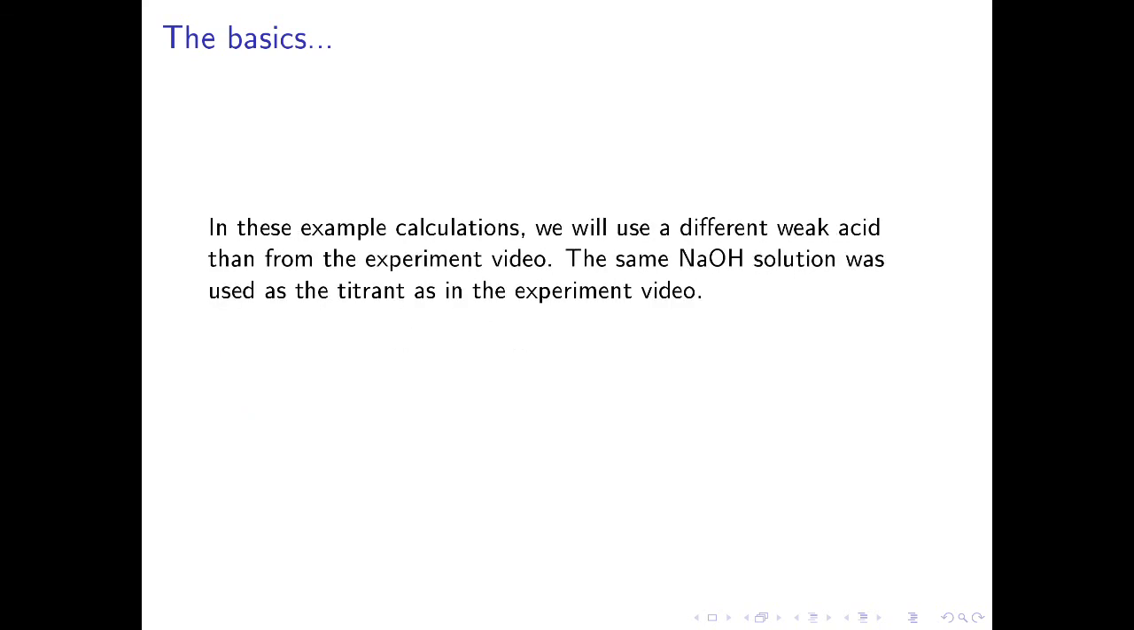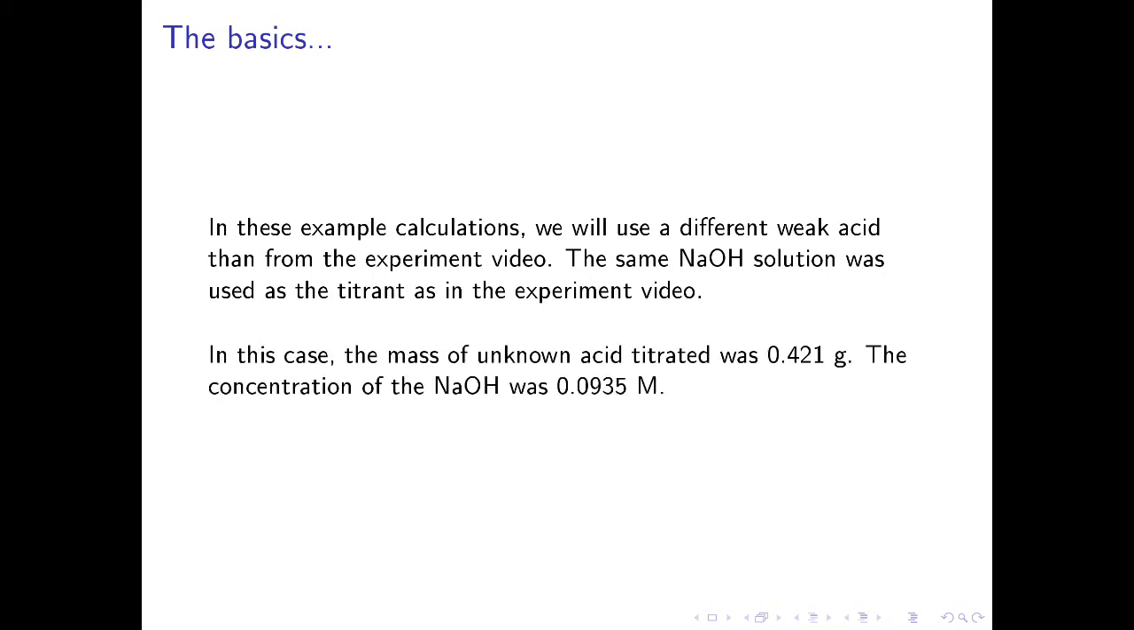Please keep in mind that in these example calculations, we will be using a different weak acid than from the experiment video. However, the same NaOH solution was used as the titrant as in the experiment video. For these calculations, the mass of the unknown acid that was titrated was 0.421 grams. The concentration of the sodium hydroxide was 0.0935 molar.